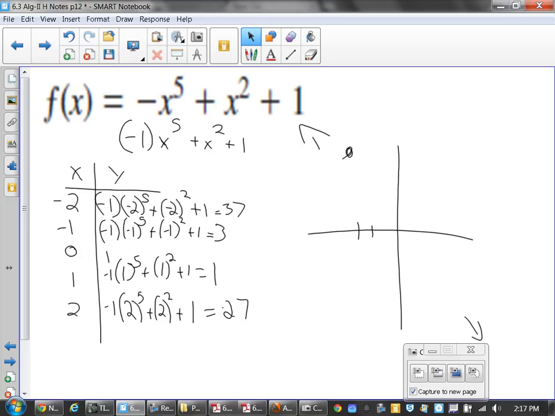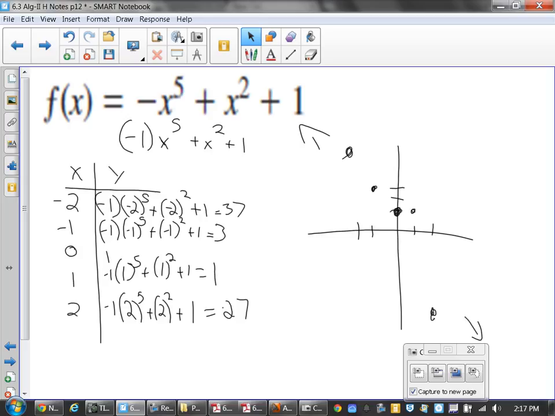So as I'm going through these things, at negative 1 it was at 3. At 0 it was at 1. At 1 it was also at 1. But then at 2 it drops way down here again.